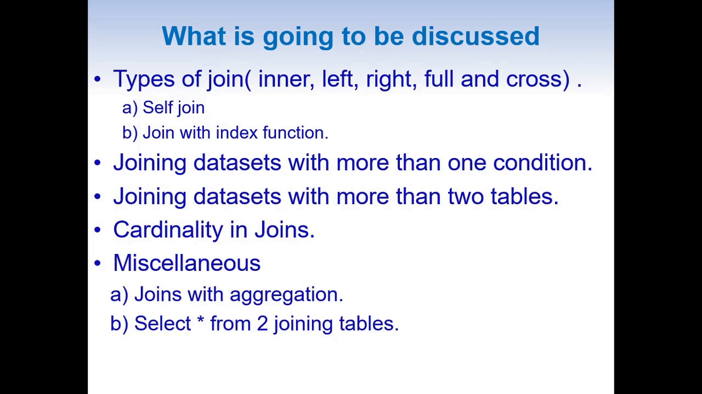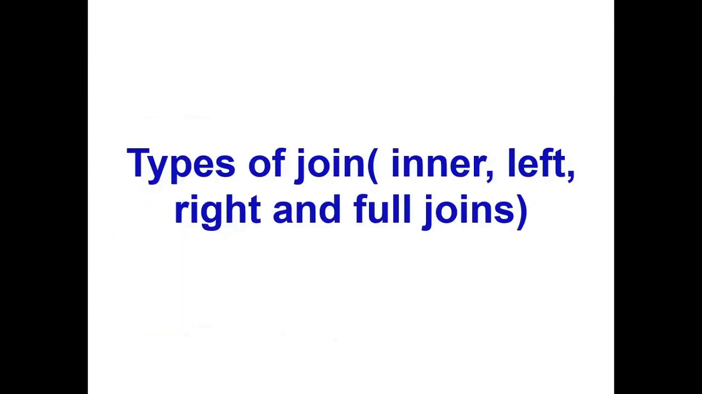Then we will look into cardinality in joins, that is one to one, one to many and many to many joins, followed by a couple of miscellaneous topics, that is what happens when we do joins with aggregation, and then what happens when we do select star from two joining tables. Now let us first start with types of joins.